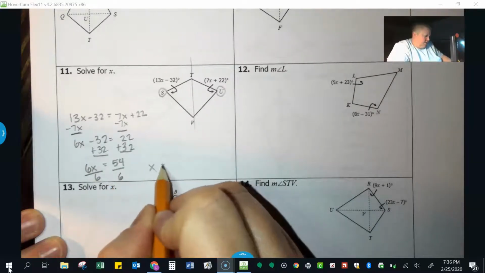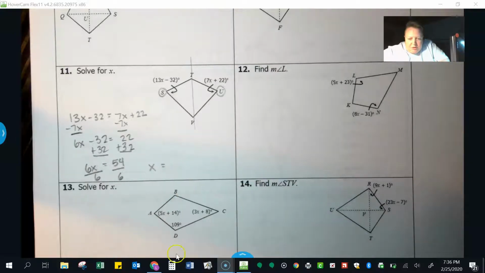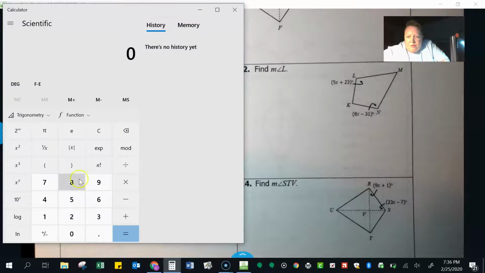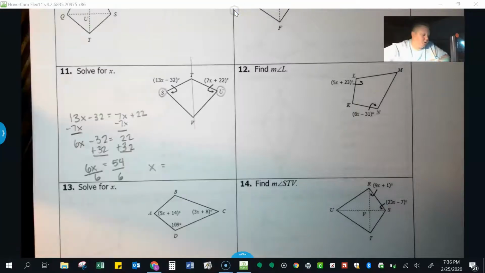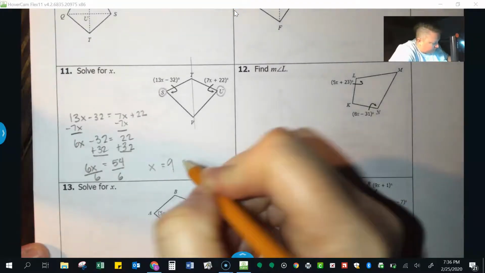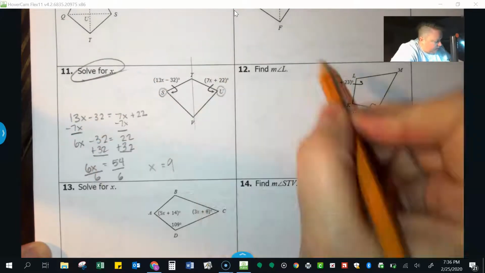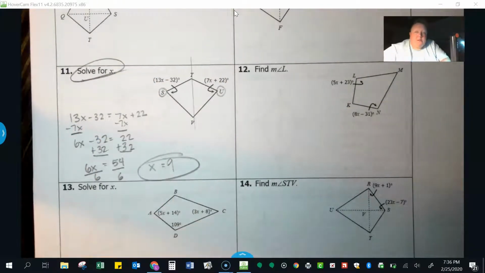And so x is equal to, I don't even know that multiplication fact. Let me look at 54 divided by 6. Gives me 9. Alright, so x is 9. It says solve for x. We solved for x. So we're good to go.